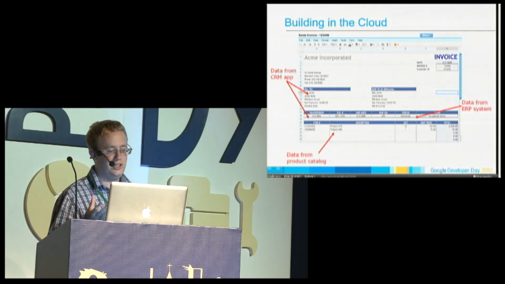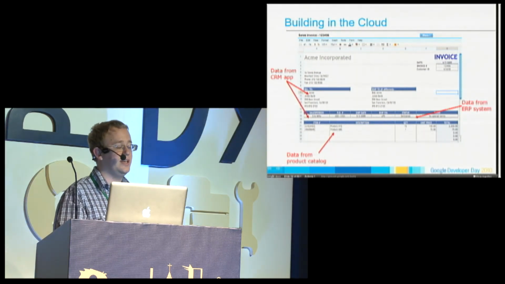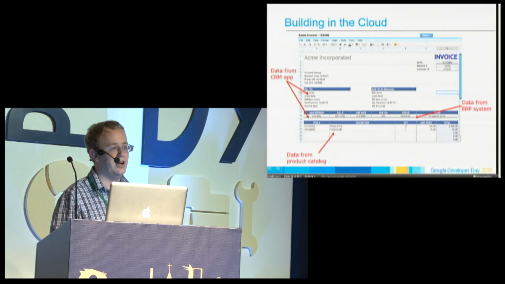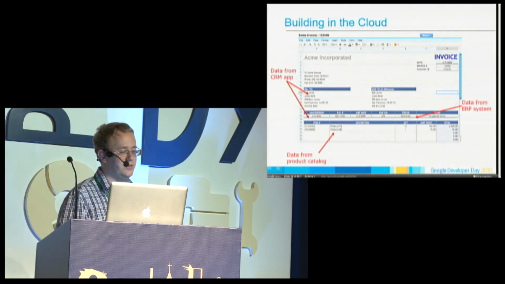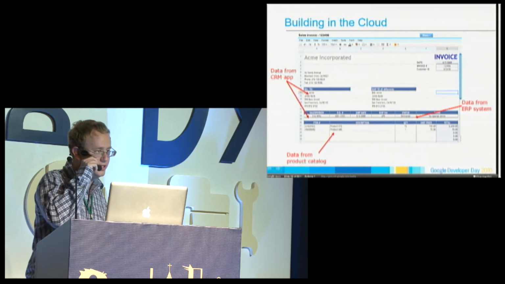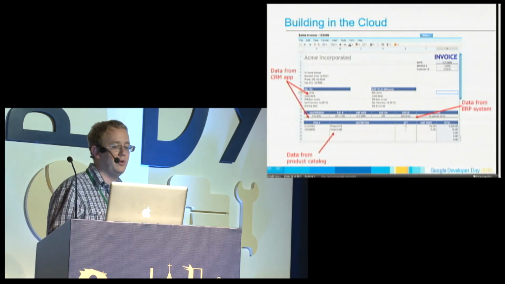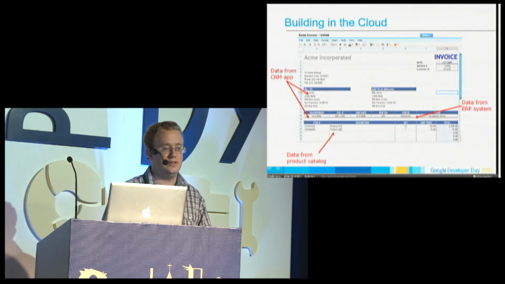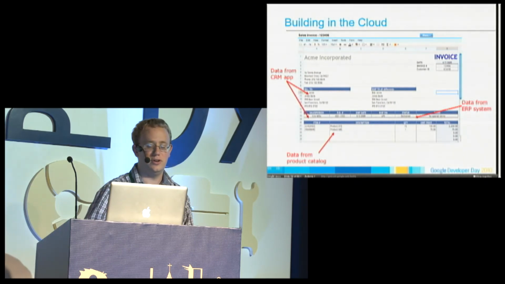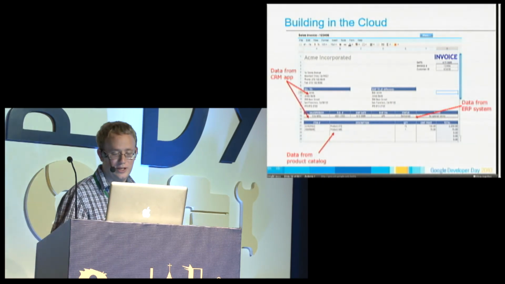So this is a Google spreadsheet. The secure data connector is accessible from AppScript and accessible from App Engine, and it can actually retrieve a lot of data from your internal system. So you can see this invoice has data from the CRM app, from the product catalog, from the ERP system. A lot of different bits of data that are hooked together and integrated into the spreadsheet.